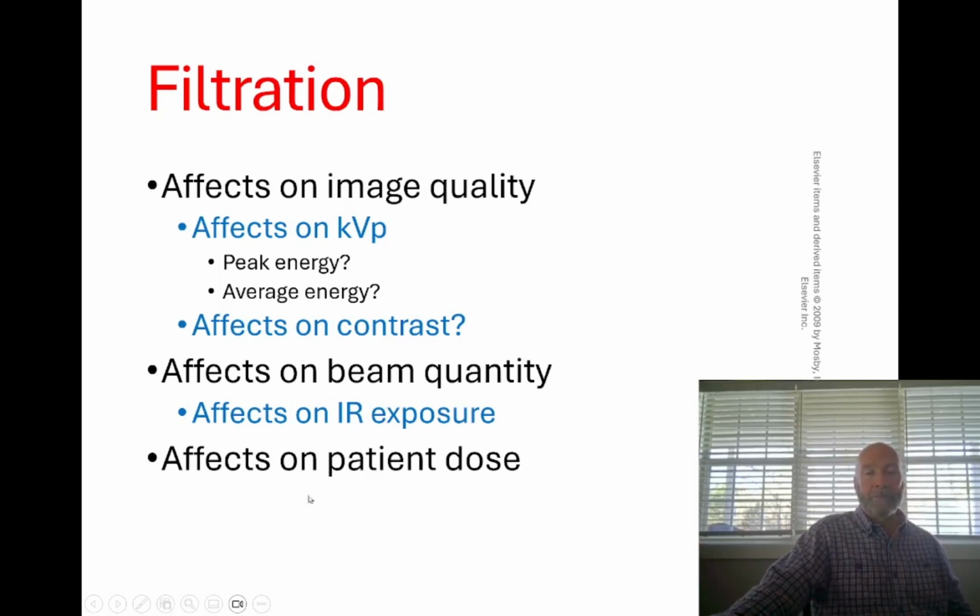So the original purpose for filtration, if you think all the way back to the first chapter, second chapter of Bushong's, Röntgen introduced filtration to reduce patient exposure, to reduce those low energy X-ray photons that aren't going to do anything but absorb inside of the patient. So filtration decreases patient dose.